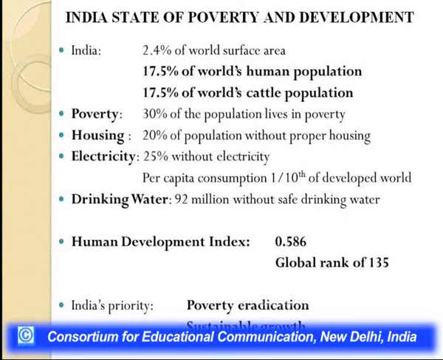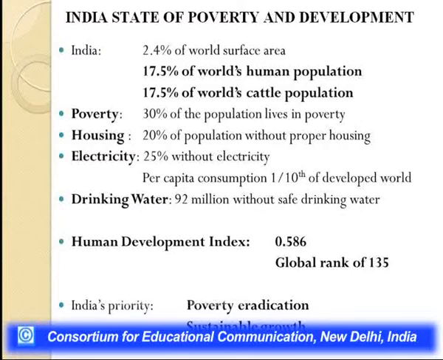Poverty continues to be a very important challenge. Almost 30% of the population lives in poverty. Housing: 20% of the population is without proper housing. These are very important characteristics of poverty. Electricity: 25% are without any electricity. Per capita consumption is only one-tenth of the developed world. If you see drinking water, 92 million people do not have any safe drinking water.